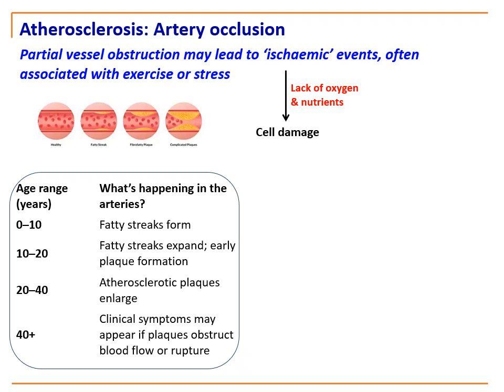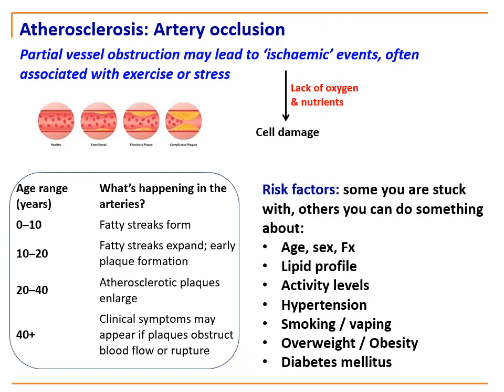And like I said, it doesn't normally manifest clinically until mid to late age, and that's what you're seeing down in here. You're seeing at ages 10 to 20, your fatty streaks start to expand, and you start to get a plaque, so this fibrotic tissue forming over the top of it. They then enlarge, so you can see they're getting bigger, and then they go on to form these complicated plaques where symptoms might start to appear.